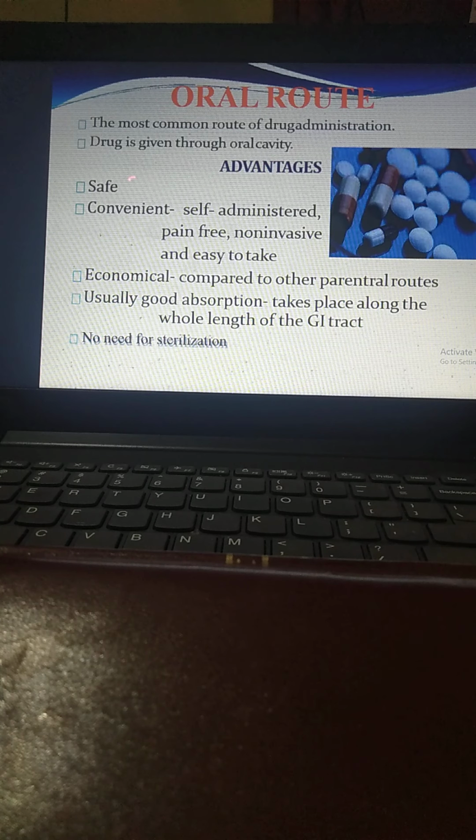Now, the oral route, I will take first. It is the most common route of administration; the drug is given through the oral cavity. The advantages: it is safe, it is convenient, and self-administration can be done. In the elderly, because of forgetfulness, we have to ensure that the elderly patient is taking the drug or not. It is pain-free, non-invasive and easy to take. These are the convenient points we have. It is economical compared to other parenteral routes.